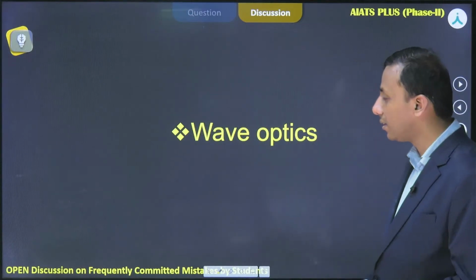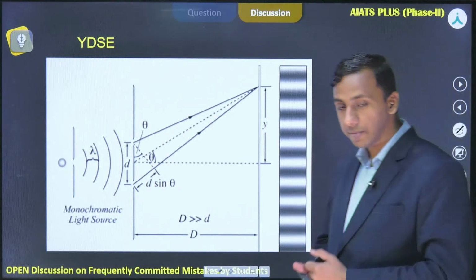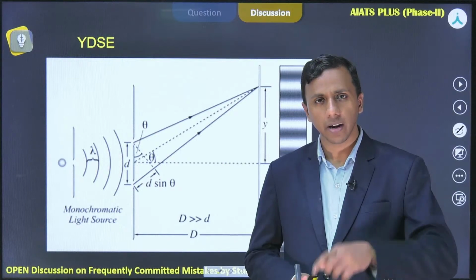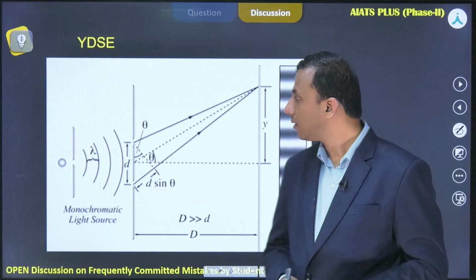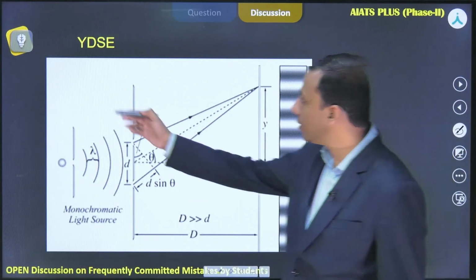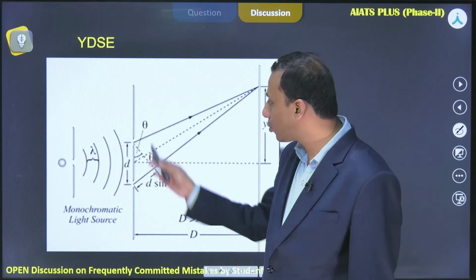All right. Wave optics. We have not yet entered this topic as well, right? YDSE. I had introduced a little bit of diffraction last time. A small concept we had discussed. So what is YDSE? YDSE stands for Young's double slit experiment, right? So we have 2 slits.